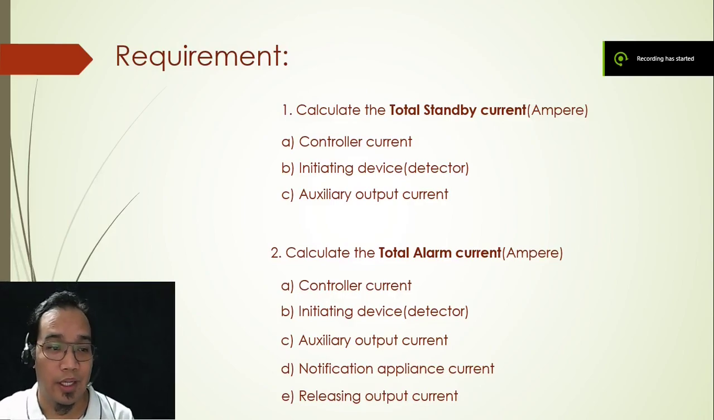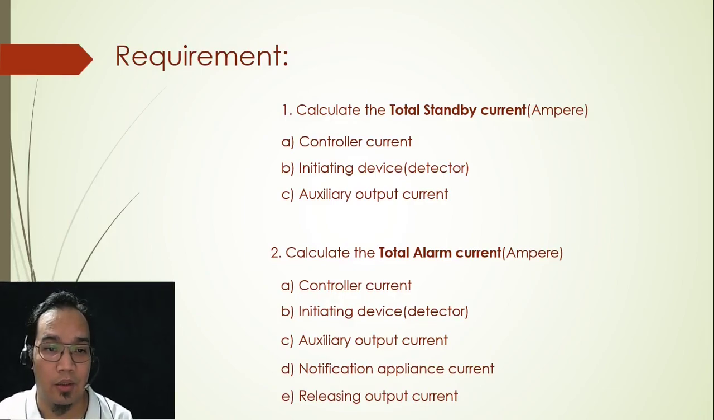And the third one is to calculate the current of our auxiliary output. So what are those equipment that we can consider as auxiliary output? Let's say we have a digital alarm communicator transmitter which is giving the signals from fire alarm control panel, or transmitting fire alarm signals from the building to civil defense or fire station. This equipment needs 24 VDC power, right? So this is one sample of auxiliary output current.